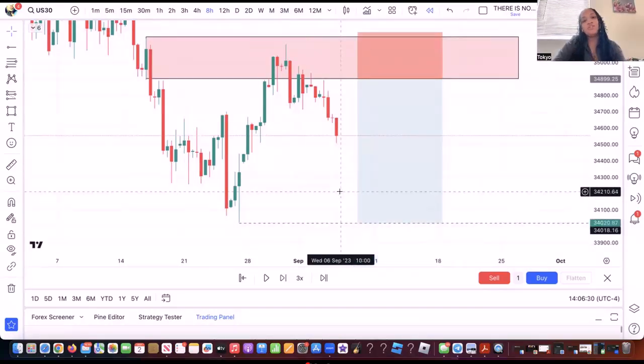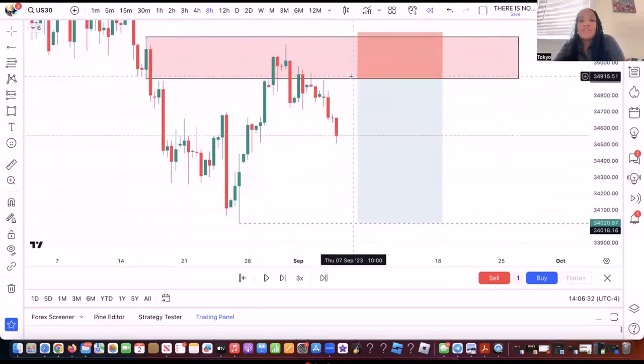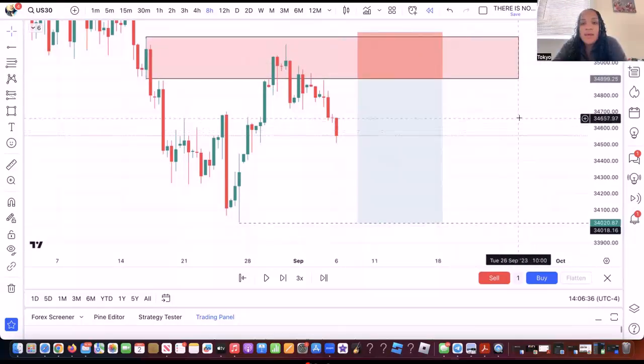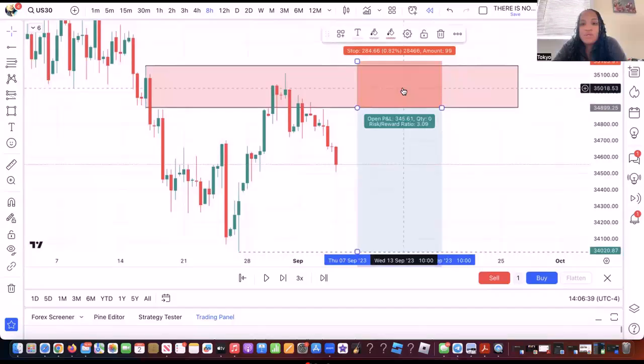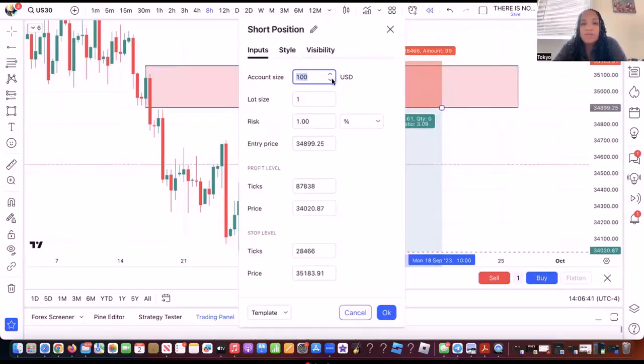And what I'm actually going to do is wait for price to come back into this zone. I'm going to set an alert right here, and then I'm going to enter. Now, this little tool is really nice, right? Because I can go into the settings and put in my actual account size and the lot size that I'm going to use.